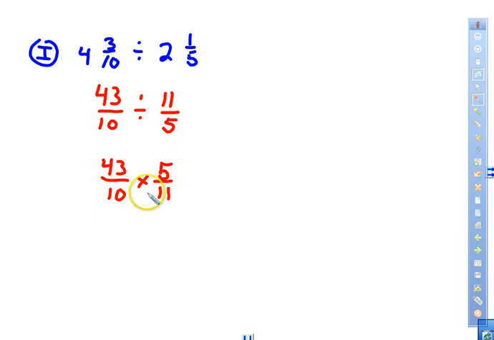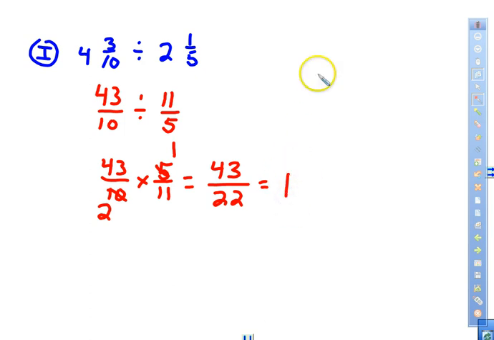Now I can look to see if I can cross reduce, and I can. The 5 is going to become a 1, and this will become a 2 by dividing both of those by 5. And now 43 times 1 is 43, and 11 times 2 is 22. Now I need to divide this, and you can see how many 22s go into 43, which would be simply just 1. And then you can take your 43 minus your 22, and you're going to get 21, so you have 21 over 22 remaining.